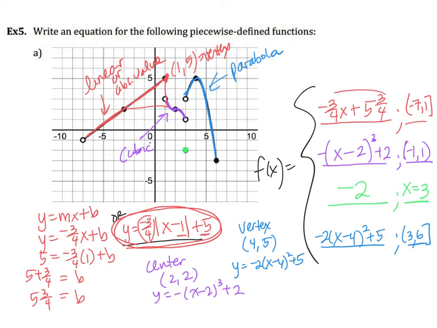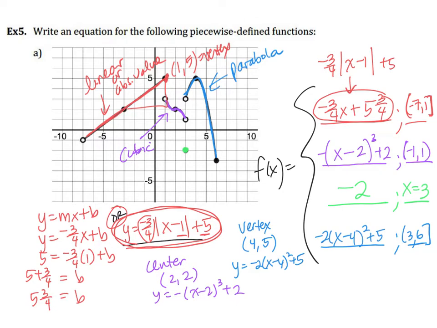So this could have been this graph of the linear with a domain restriction of -7 exclusive to 1 inclusive, or in this section instead, I could have put -3/4 times the absolute value of x minus 1 plus 5. So either of those worked. So that's why I have the word or there, because either equation would actually work.